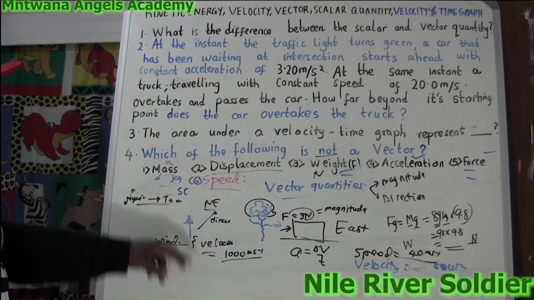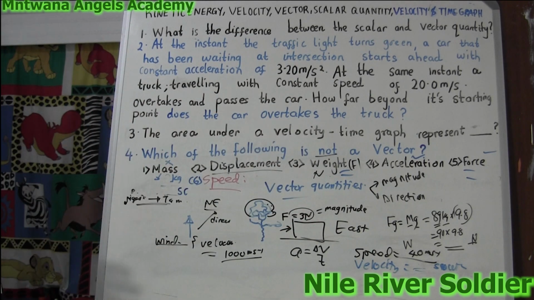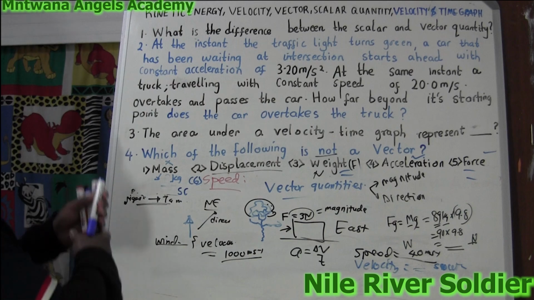So for this case, mass is not a vector quantity, it's a scalar quantity. It only has a magnitude, but it does not have a direction. Let's go to question number 3.